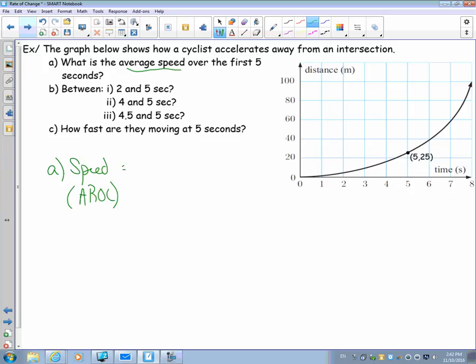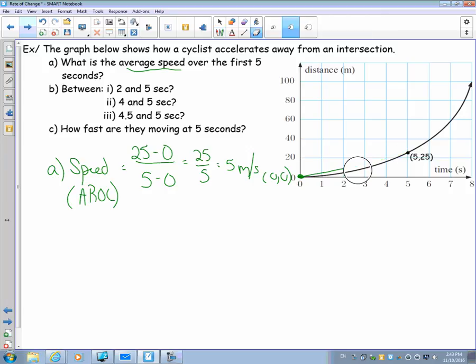I've got to figure out what's happening at the beginning, so (0, 0), up to what's happening at the end, (5, 25). So my speed will be the steepness of the line that joins them. In other words, y2, which is 25, minus y1, 0, over x2 minus x1. That gives me 25 over 5, or in other words, just 5, and our units here are meters per second. Over the first 5 seconds, the cyclist is going, on average, 5 meters a second.